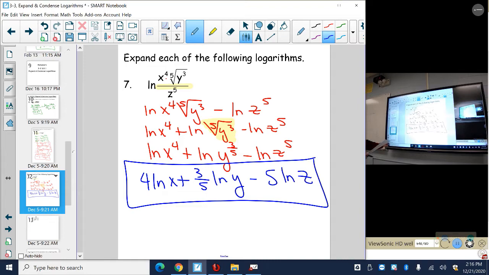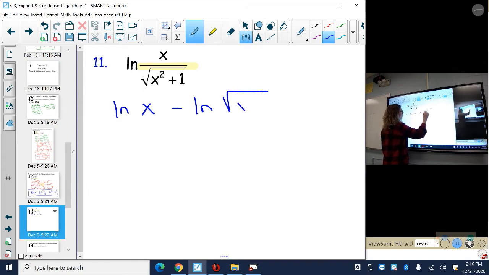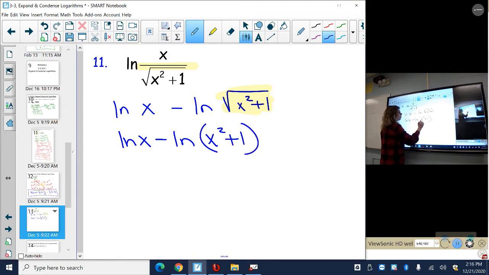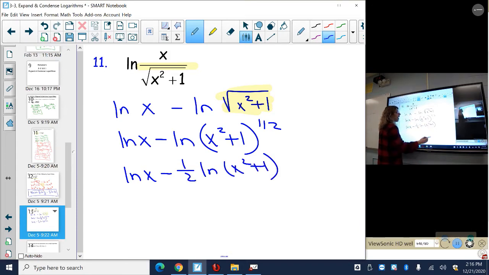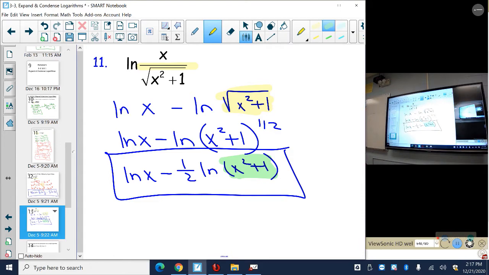Okay, number 11. Same exact process, I see a division. So this is the natural log of x minus the natural log of the square root of x squared plus 1. My eye is drawn to this. I do not like it, so I'm going to do power over root to that. So that's x squared plus 1 raised to the 1/2 power. Natural log of x minus 1/2 times the natural log of x squared plus 1. You have to keep the parentheses there. Why? Because these two items are attached by addition and it's necessary to stay.